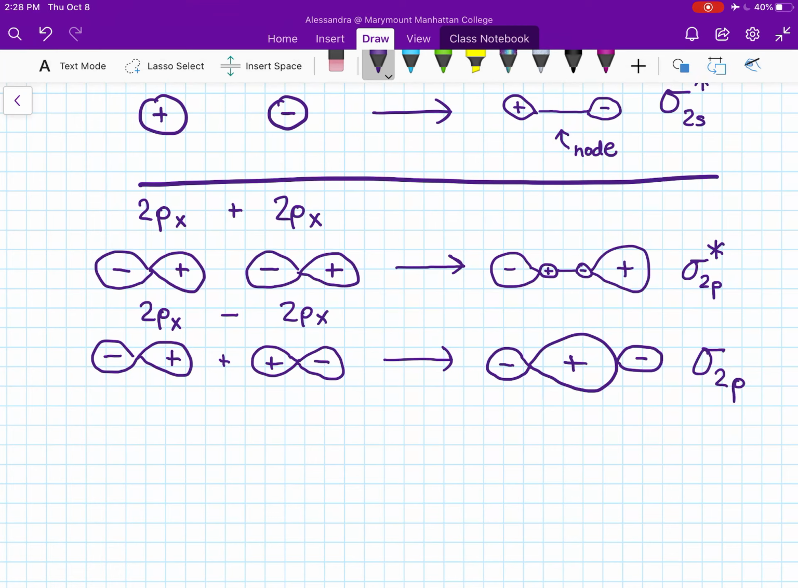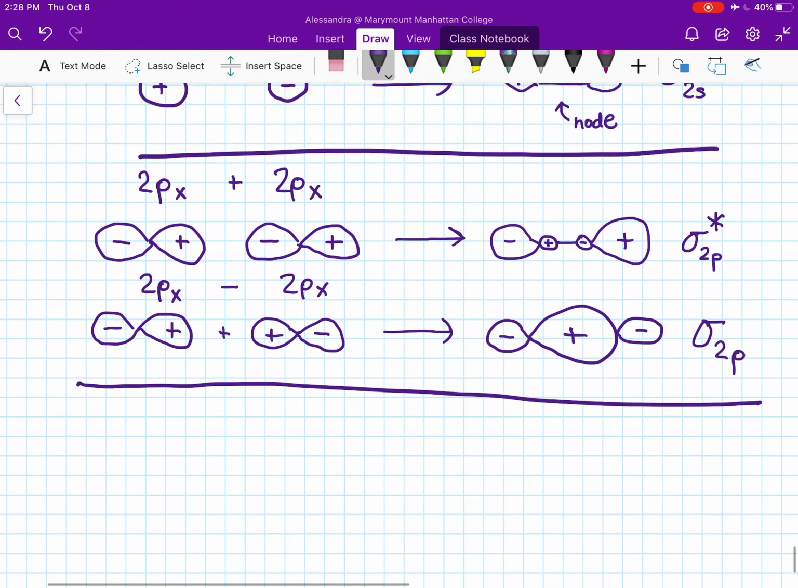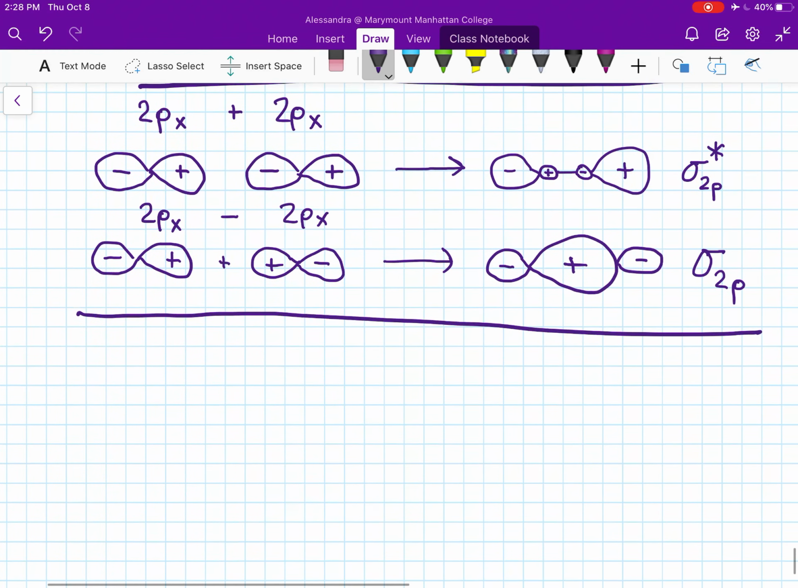And so I'm going to call that sigma 2p to indicate that that molecular orbital comes from the overlap of 2p orbitals. So the overlap of 2p orbitals gives rise to a sigma and a sigma star molecular orbital, two molecular orbitals, one bonding and one anti-bonding.